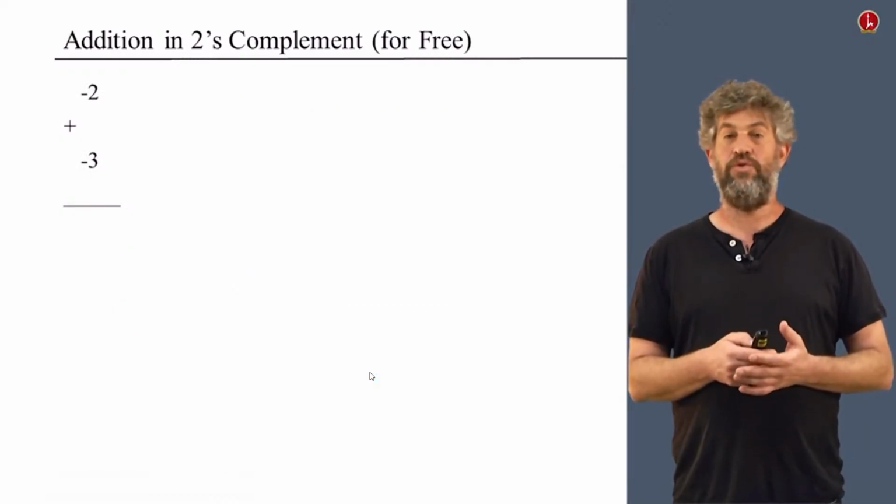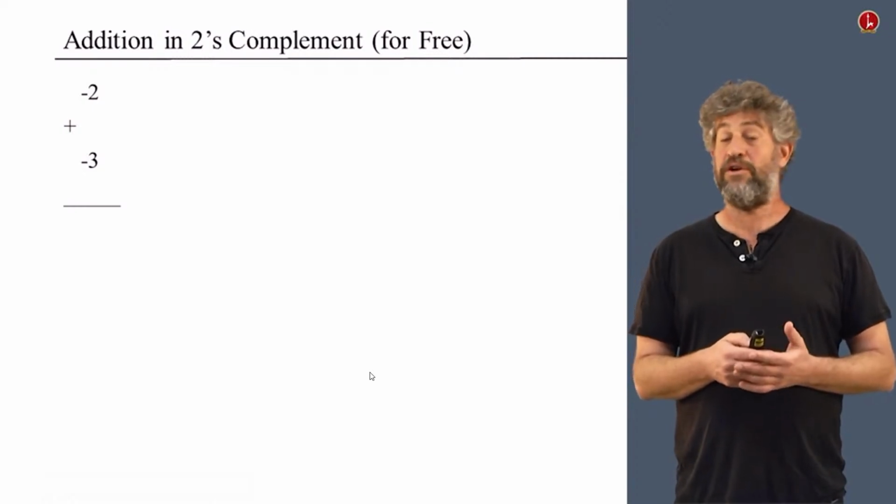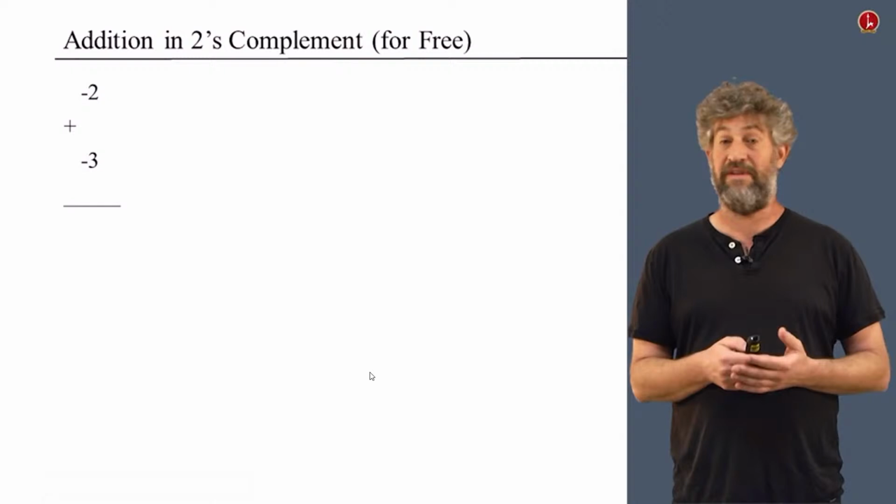Suppose that we want to add 2 numbers. What I'm going to show now is that if we just use the same addition circuitry that we built so far, we'll magically get the correct result. And this is true not only in this example, but in general. So let's look at what happens if we just take negative 2 plus negative 3 using our circuitry that was not designed for negative numbers, but just designed for positive numbers as we've done in the last unit.